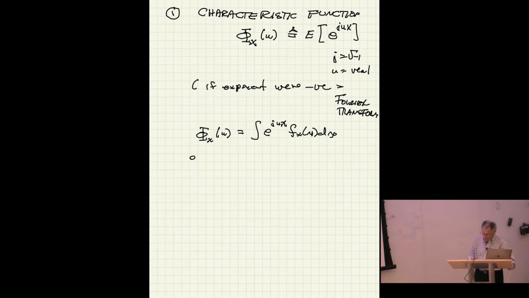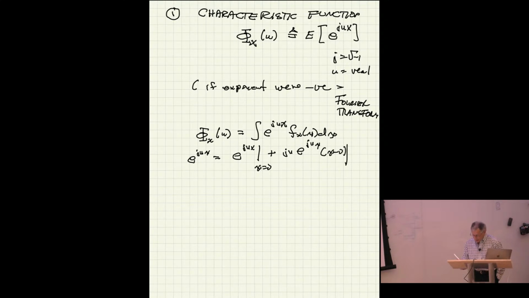If I take e to the jux and write a Maclaurin expansion, I'm going to get the following. I get e to the jux at x equals 0. And then the next term is a ju, because I differentiate e to the jux, times x minus 0. That's the Maclaurin series, evaluated at x equals 0.